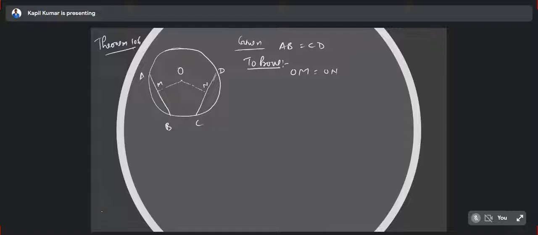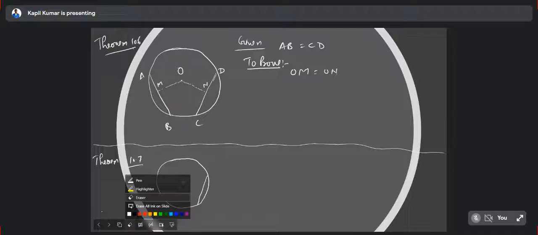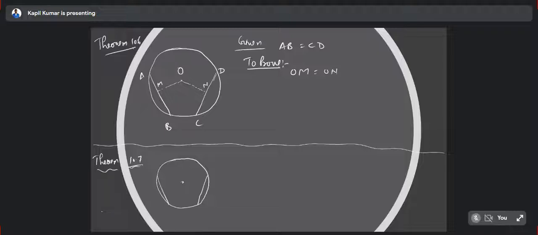This is one theorem, and another one which is very similar to this is 10.7. So here again we have a circle, and this is the center. We have two chords. Let's draw another one also equal to this. Sir, this is the second one, right? Of theorem 10.7. Yes.